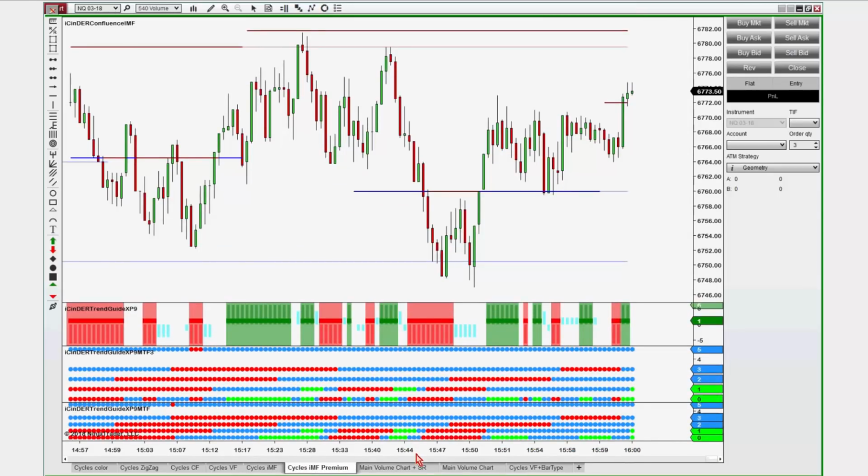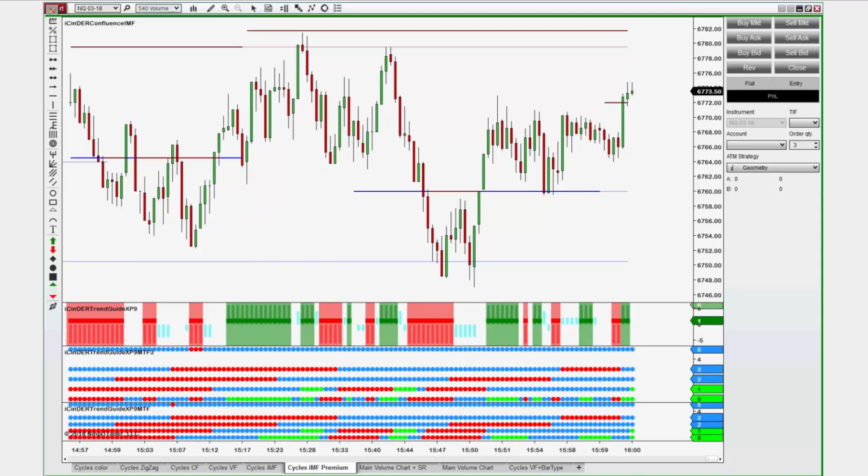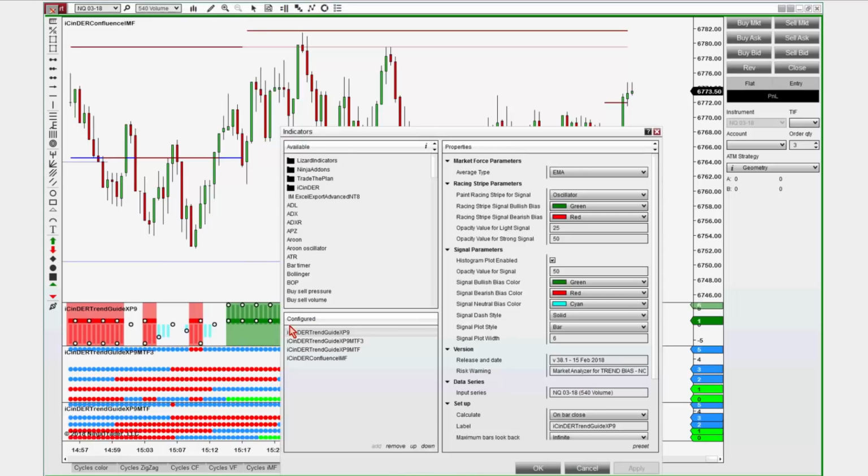So let's go to cycles premium, because this is where things start getting really very useful. Now, this is XP9. XP9 actually looked at all those items. It looked at all the cycles, the point of controls, the relationship to them, the point of controls versus the directional bias. It looked at a lot of stuff.